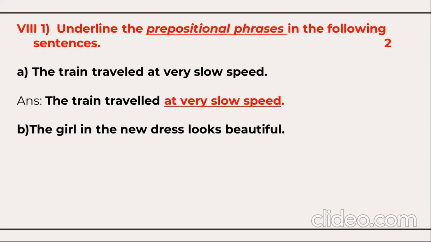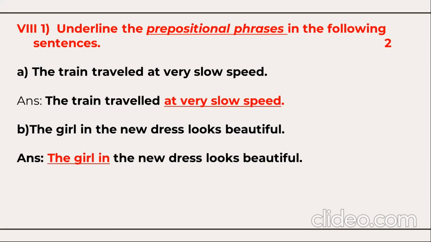Then: the girl in the new dress looks beautiful. In this sentence we find the preposition in. So the phrase will be like this: the girl in the new dress looks beautiful. The prepositional phrase is here, in. So the prepositional phrase has a weightage of 2 marks.